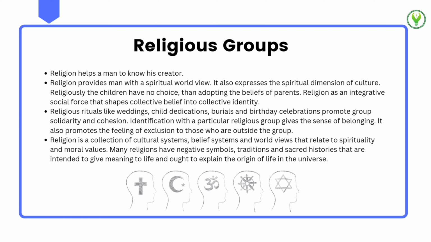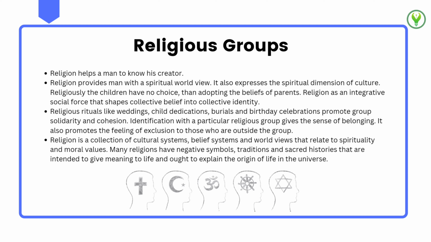Many religions have narratives, symbols, traditions and sacred histories that are intended to give meaning to life and to explain the origin of life and the universe. They intend to derive morality, ethics, religious laws or a preferred lifestyle from their ideas about the cosmos and human nature.